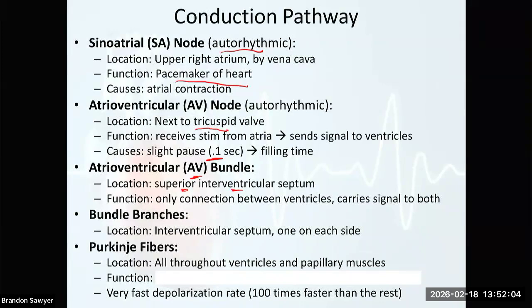And then finally, the Purkinje fibers go and wrap around the base of the heart. These are all throughout the ventricles and the papillary muscles. These help to contract the ventricles and the papillary muscles, and they depolarize super quick, 100 times faster than the rest. The reason they need to go so fast is because the top part of the heart is already contracting at this point. So we have to get that signal around the bottom part really fast so we can catch up and all those cells can contract at the same time. So the depolarization and conduction happens faster the further we go down the heart.